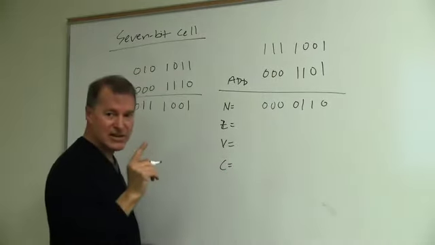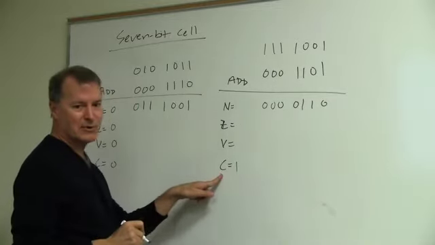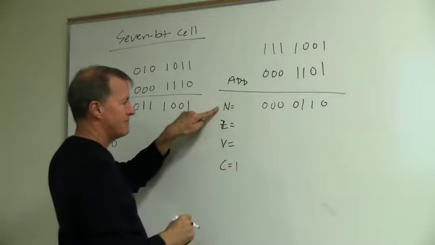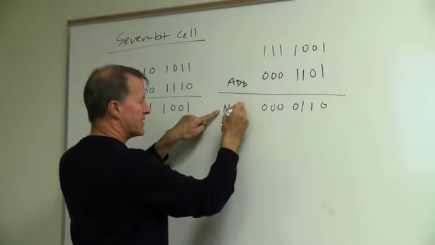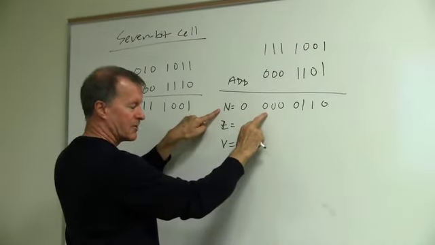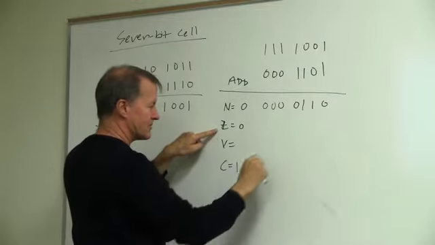0. And now what did you say? Carry the 1. So we know that C is 1. Are you with me? Now what about N? 0, right? Because that's the copy of the sign bit of the result. Now what about Z? 0, because they're not all zeros.